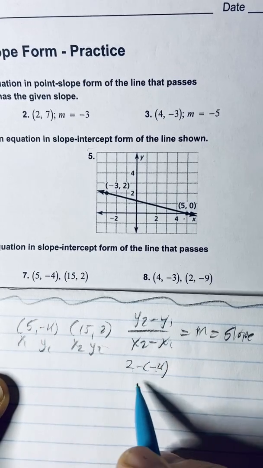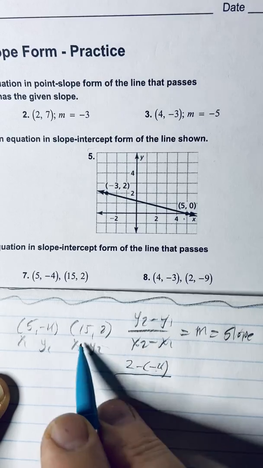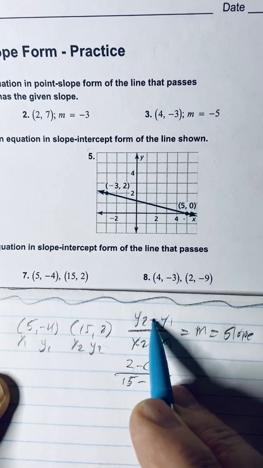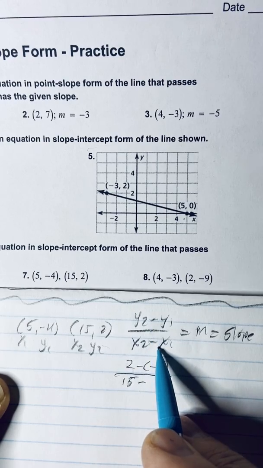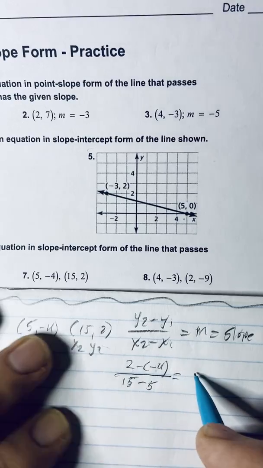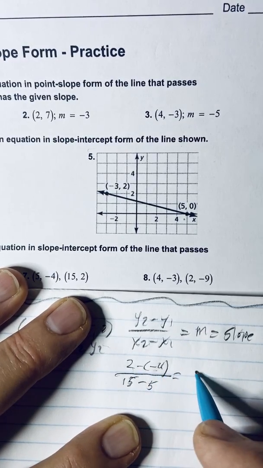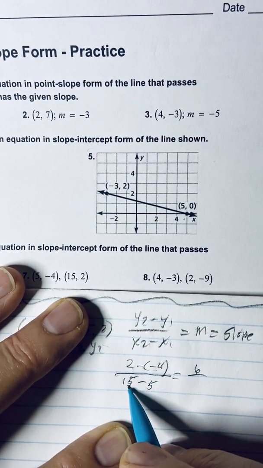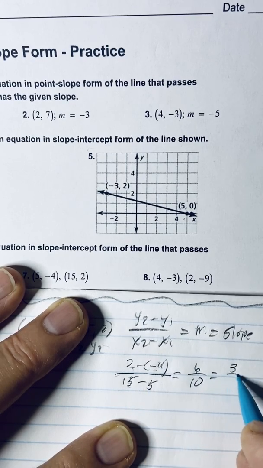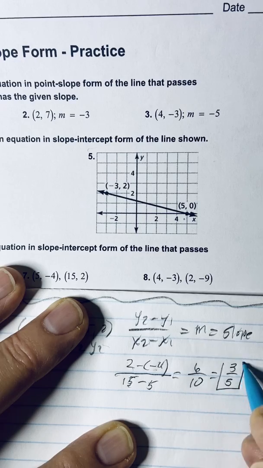This y sub 1 over x sub 2 will be 15 minus, and it's always minus. We're always finding the difference between these 2 points. And x sub 1 is 5. This equals 2 plus 4 is 6, and 15 minus 5 is 10. And of course, this reduces to 3 over 5. They're both divisible by 2.